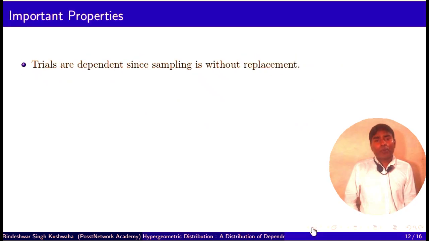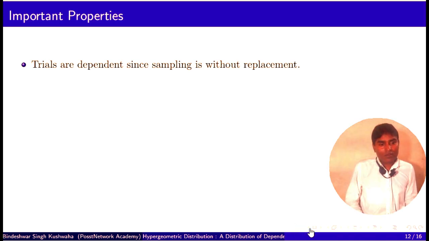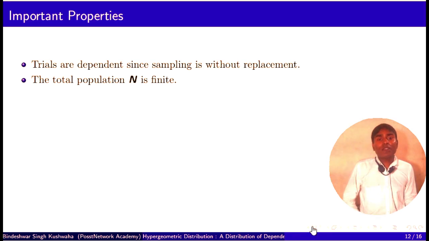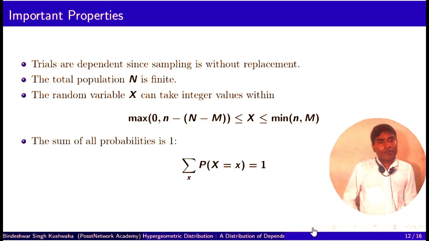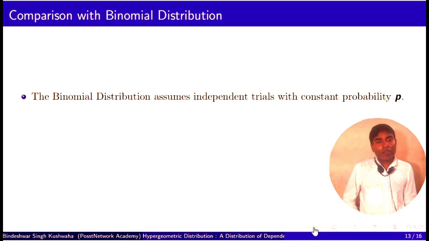So let us see the important properties. In the hypergeometric distribution, trials are dependent since sampling is without replacement. Remember, that means you are taking a sample but not replacing it back into the pool or population. The total population N is finite, it must not be infinite, and the random variable x can take integer values within bounds, and the sum of all probabilities is 1. This is not a new thing, you already know.